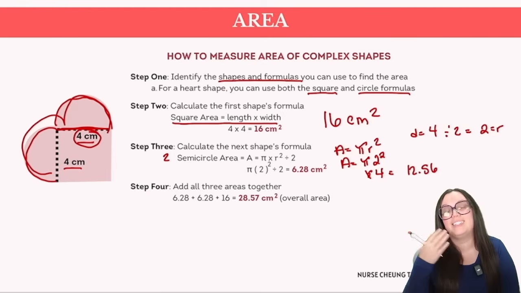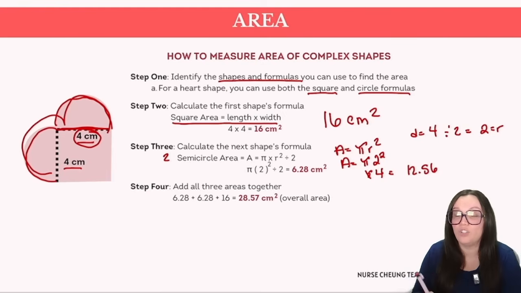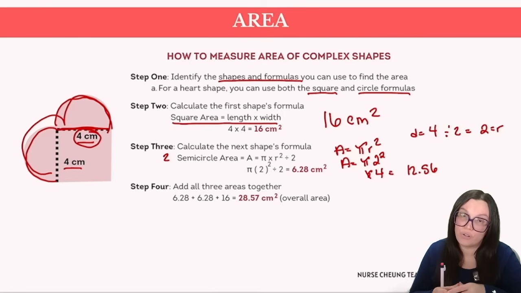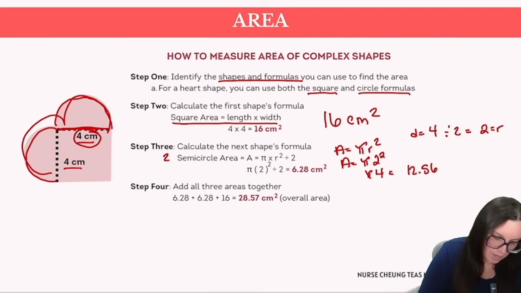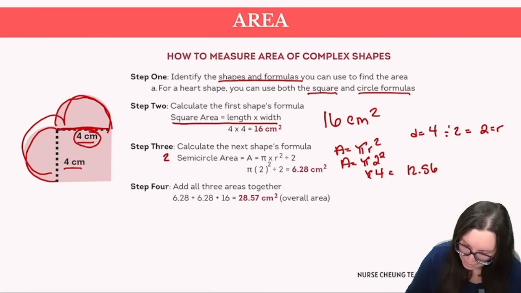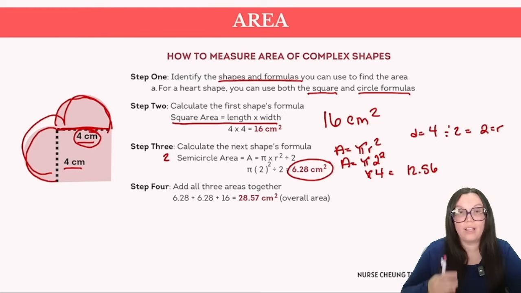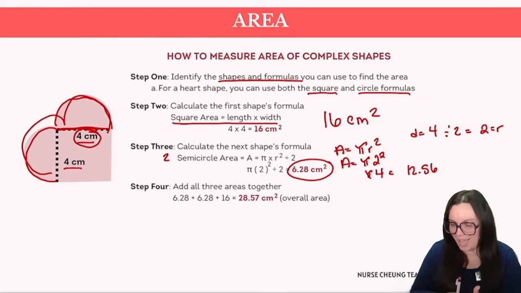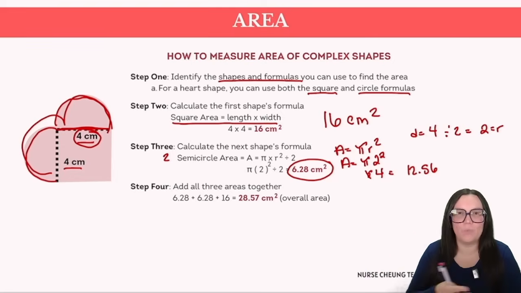12.56. Now we need to divide this number by 2 because we don't have a full circle. We only need half the circle. So as we divide by 2, that is going to give us overall area of our semicircle as being 6.28 centimeters squared. And finally, in step 4, we can add all of our areas together.